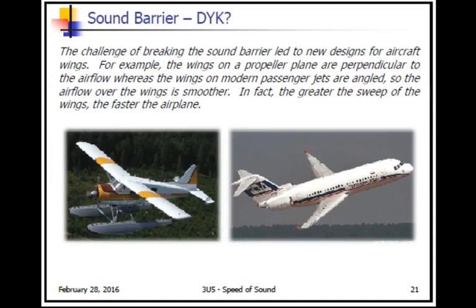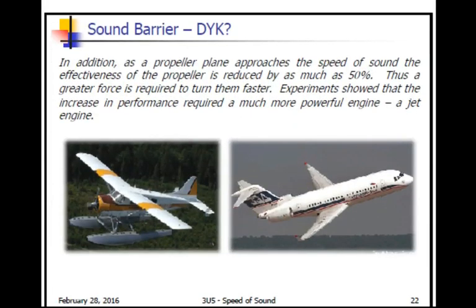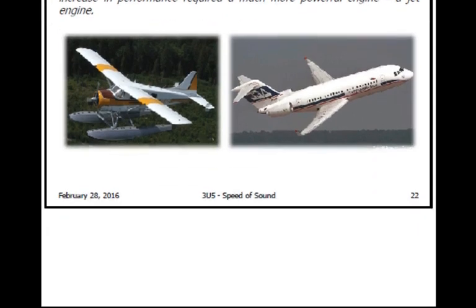The challenge of breaking the sound barrier led to new designs for aircraft wings. For example, the wings on a propeller plane are perpendicular to the airflow, whereas the wings on modern passenger jets are angled so that airflow over the wings is smoother. In fact, the greater the sweep of the wings, the faster the airplane. In addition, as a propeller plane approaches the speed of sound, the effectiveness of the propeller is reduced by as much as 50%. Thus, a greater force is required to turn them faster. Experiments showed that the increase in performance required a much more powerful engine, which led to the creation of the jet engine.